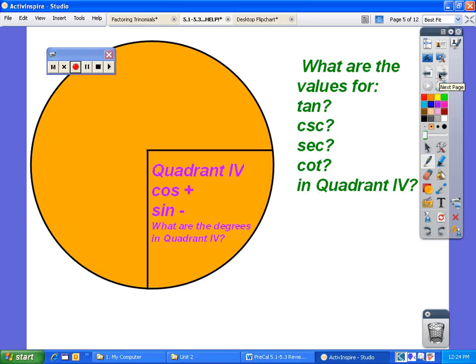Fourth quadrant, the only thing that's going to be positive is cosine. So that means that the numbers that you use are 300, 315, and 330. The reference angles for these are 60, 45, and 30, meaning when you number on this side, cosine goes 1, 2, 3, sine goes 3, 2, 1. Cosine is the only thing that's positive.